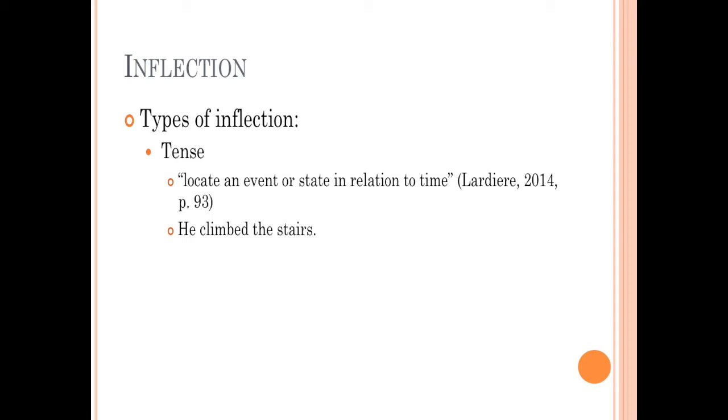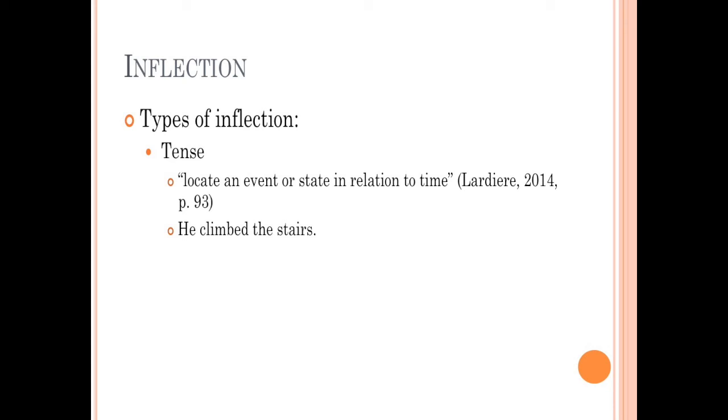Another type of inflection is tense. Tense is used to locate an event or state in relation to time. And English marks the past tense. He climbed the stairs. You'll often hear people say that English also has a future tense, but in fact, we don't use inflection to mark the future tense. We demonstrate the future using a number of workarounds, including a modal auxiliary, will, but we sometimes even use what's called the present tense.